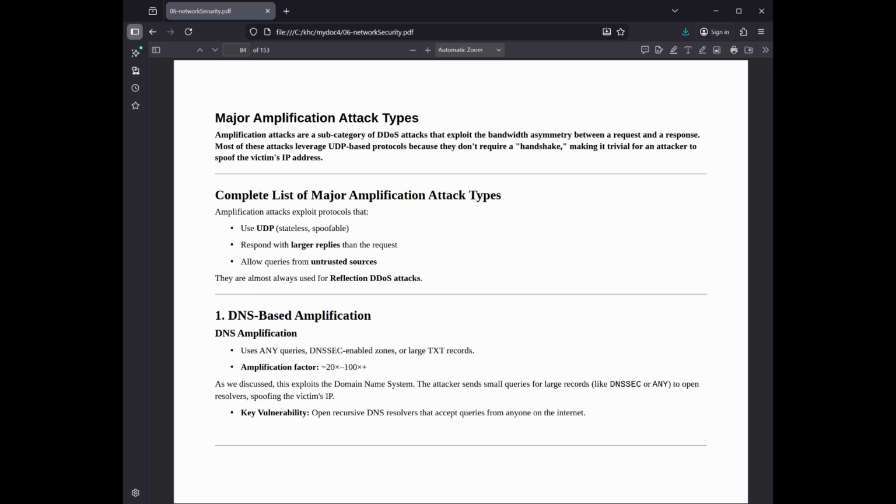1. DNS-based amplification. DNS amplification uses ANY queries, DNSSEC-enabled zones, or large text records. Amplification factor: 20 times, 100 times plus. As we discussed, this exploits the Domain Name System. The attacker sends small queries for large records, like DNSSEC or ANY, to open resolvers, spoofing the victim's IP. Key vulnerability: open recursive DNS resolvers that accept queries from anyone on the internet.